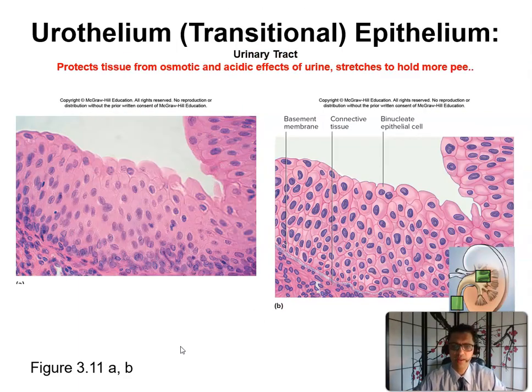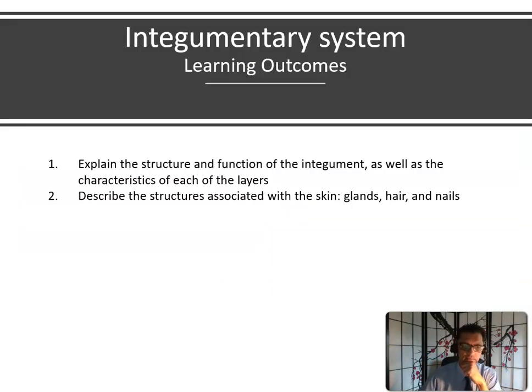Now, transitional epithelium is found in the urinary tract. It protects tissue from osmotic and acid effects of urine and stretches to hold more pee. So the urinary bladder is capable of holding about 500 cc's of urine, but around 250 you start doing the pee-pee dance and say, hey, I better go to the bathroom. But it does stretch to a certain point.